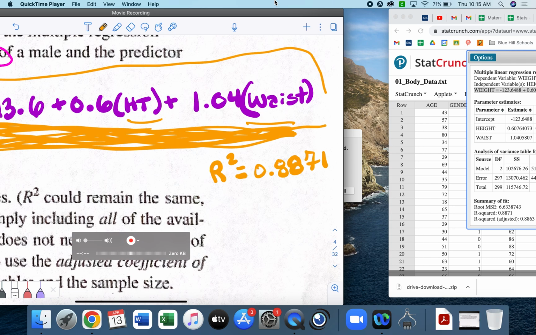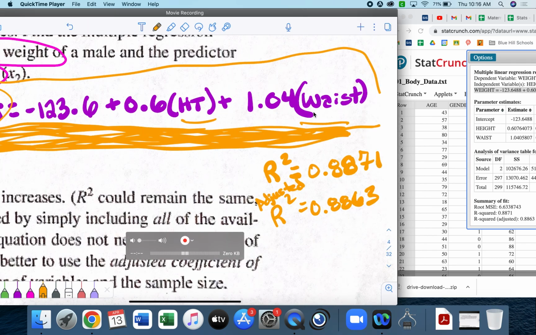And then this is the adjusted, okay? Now the adjusted R squared should be very similar to the regular R squared. It's just that it's taking into consideration the number of variables that we have. 0.8863, do you see where it says that? Right below, R squared adjusted, 0.8863. So very similar. It's still 88%, or almost 89%, but it is adjusted for the number of variables that we have. Got it? That's how you do that part of it, okay?